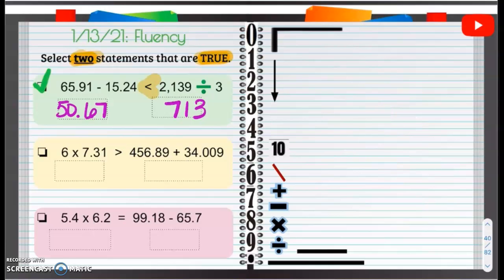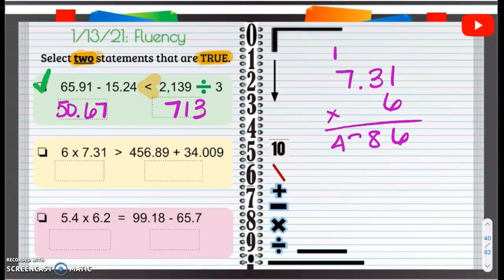So we're going to have 6 times 7 and 31 hundredths. I'm going to line that up to the right. 6 times 1 is 6. 6 times 3 is going to be 18. Carry that 1, drop that 8. 6 times 7 is 42, plus 1 is 43. The decimal goes in 1, in 2. So our answer is 43 and 86 hundredths. All right, now we're going to go ahead and take a look at the next one.